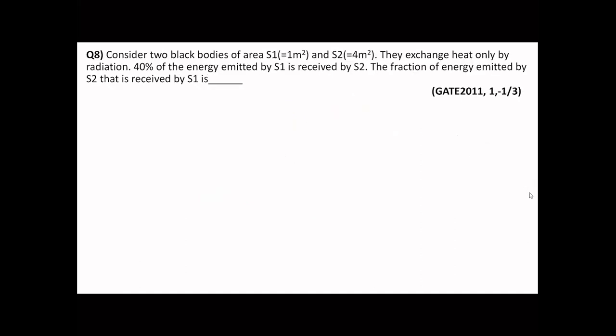Alright, moving to the next question from GATE 2011. Here again we have two black bodies and we are going to calculate the view factor. Here it's said that there are two black bodies of area 1 meter square and 4 meter square. They exchange heat only by radiation, and 40% of the energy emitted by S1 is received by S2. So view factor is given over here. And now you are asked to calculate the fraction of energy emitted by S2 that is received by S1. So you are asked to calculate F21, and you have been given the value of F12.